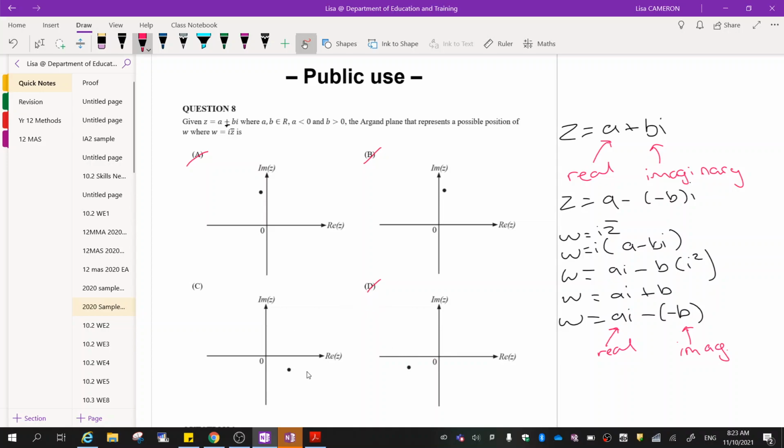Now, if we look at C, our real component here is represented as a positive value, and our imaginary component is represented as a negative value. So therefore, the answer is C, because our real component, which is represented by A, is positive, and our imaginary component represented by B is negative.